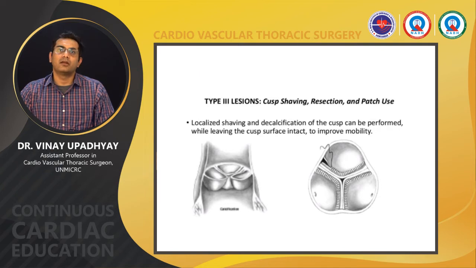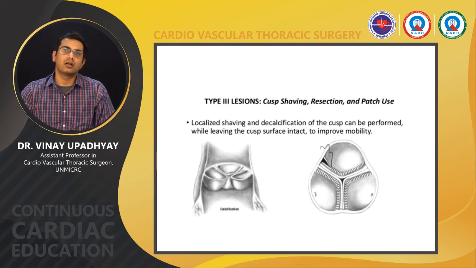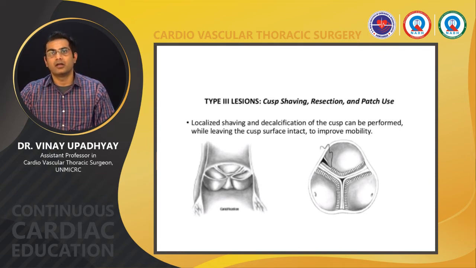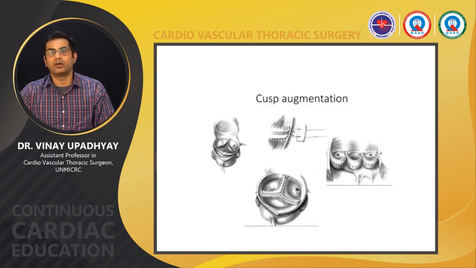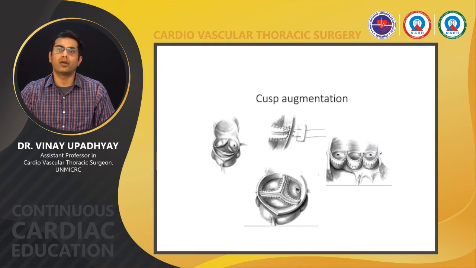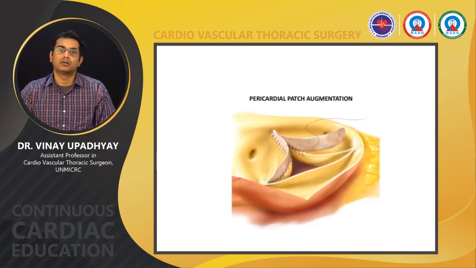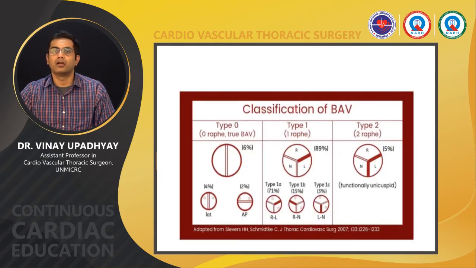The type 3 lesion has leaflet restriction due to leaflet thickening. So the techniques used are cusp-saving resection and patch repair. This figure shows the cusp augmentation using pericardium, autologous pericardium or bovine pericardium. This figure also shows the pericardial patch augmentation.